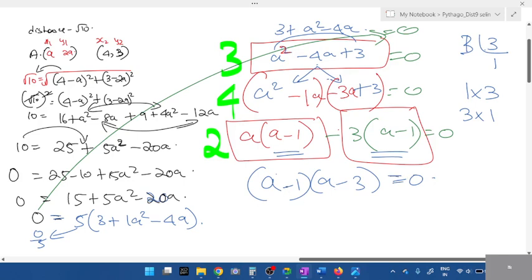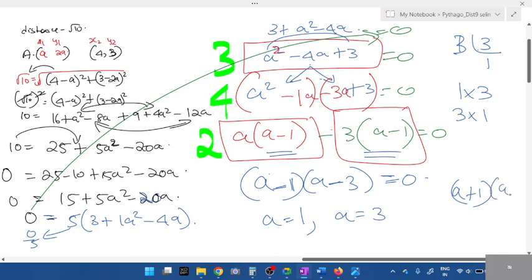So, I'll tell you direct answer. If a minus 1 is given, minus 1 will go to the other side, become plus 1. A minus 3 is given. So, a will be equal to plus 3. Okay, what if it is like this? If plus 1 goes to the other side, we'll get minus 1, and minus 5 goes to the other side, we'll get plus 1. So these are the two values for A students.